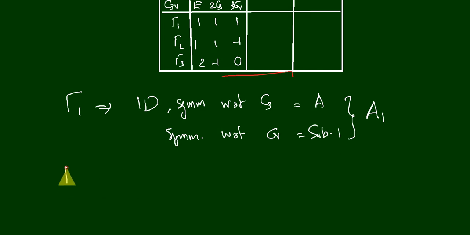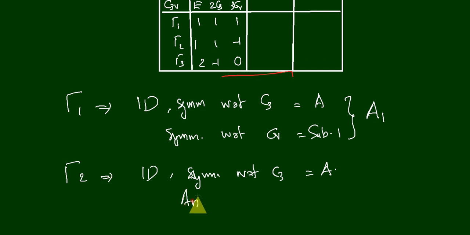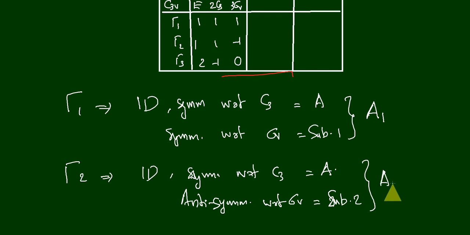And now what about gamma 2? In the case of gamma 2, it is also a one-dimensional representation. And at the same time, it is symmetric with respect to C3. Therefore, the symbol is A. And now what about the symmetry with respect to sigma v? That is -1. So it is anti-symmetric with respect to sigma v. Therefore, we have to give the subscript 2. So from this one, we can see that the Mulliken symbol for the second irreducible representation is A2.